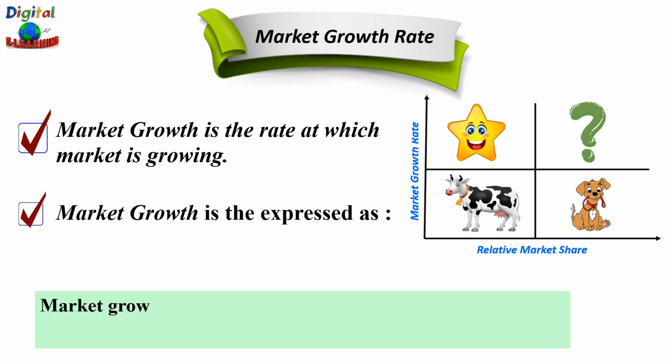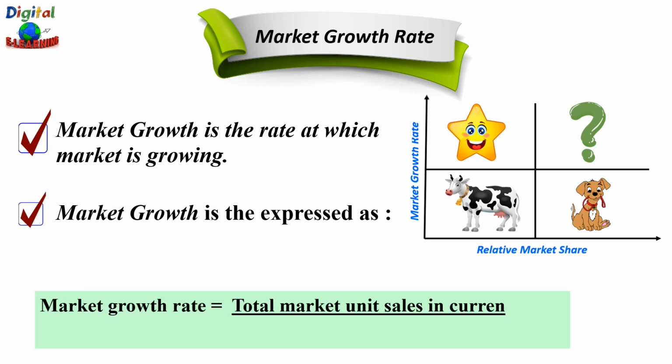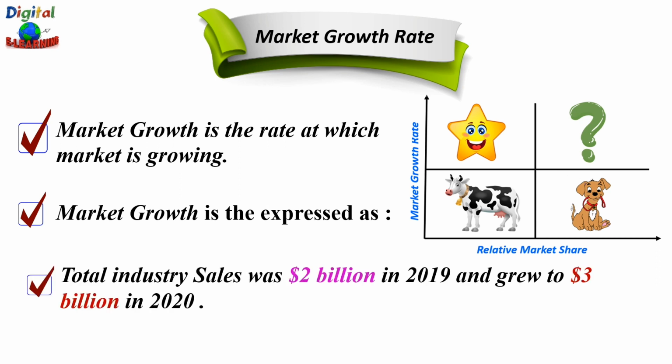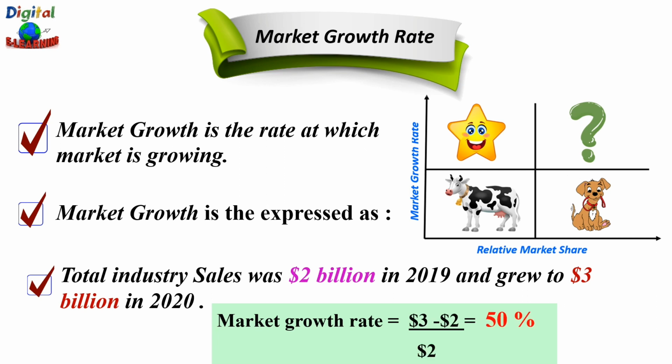It is expressed as a ratio of total market unit sales in the current year divided by total market unit sales in the previous year. Let's take an example here. Let's say your total industry sales were $2 billion in 2019 and grew to $3 billion in 2020. Now we need to calculate the market growth rate. The formula is $3 billion in 2020 minus $2 billion in 2019, divided by the previous year, that is $2 billion. So we get a market growth rate of 50%.